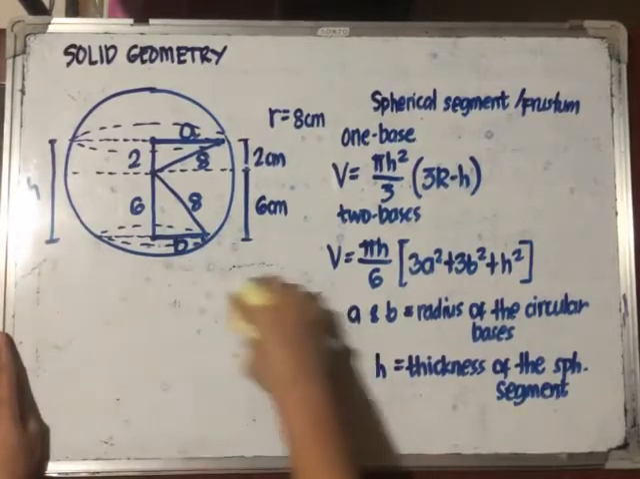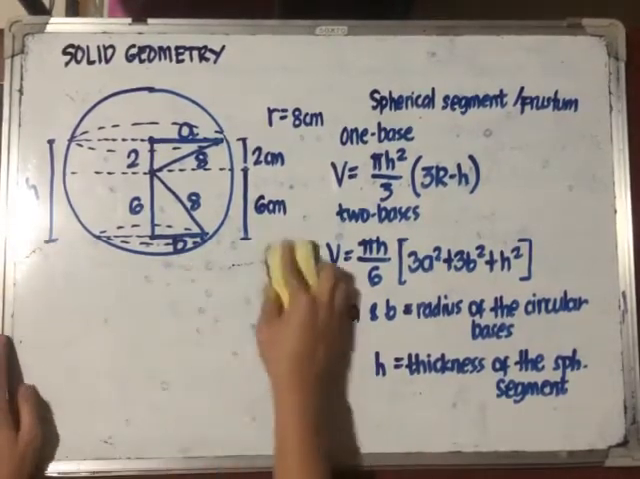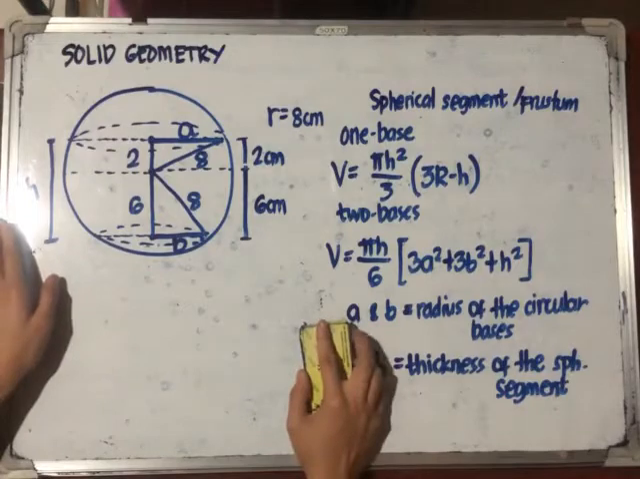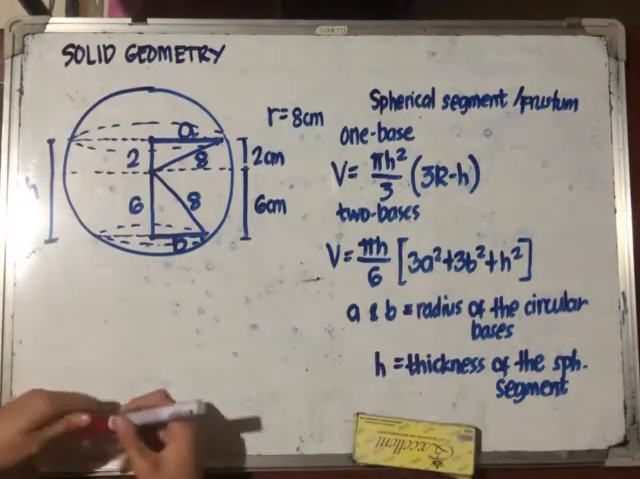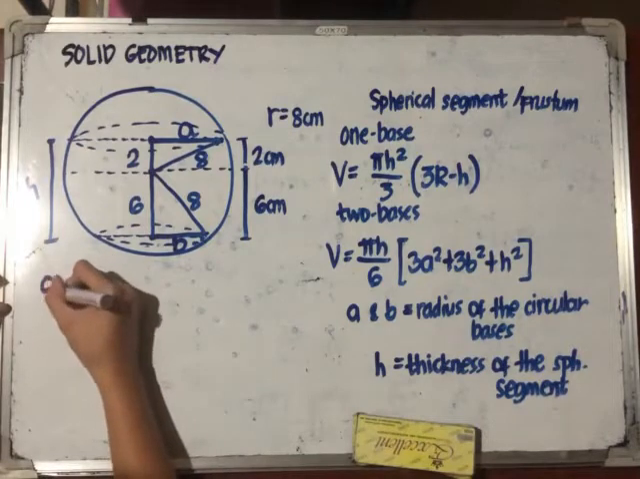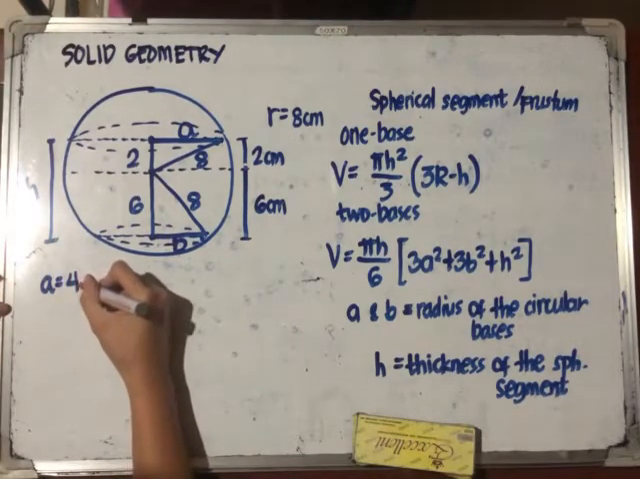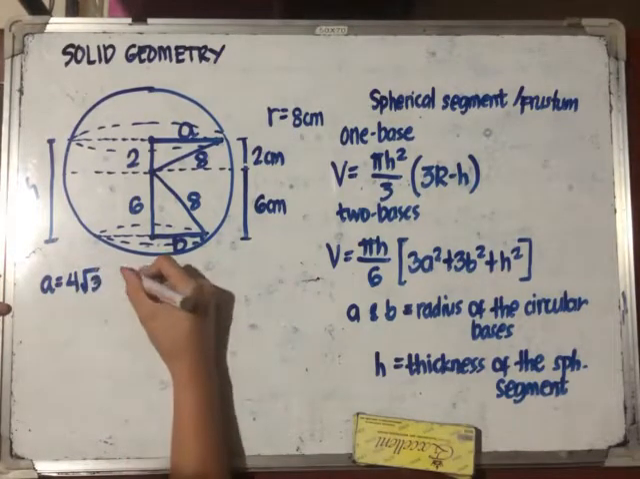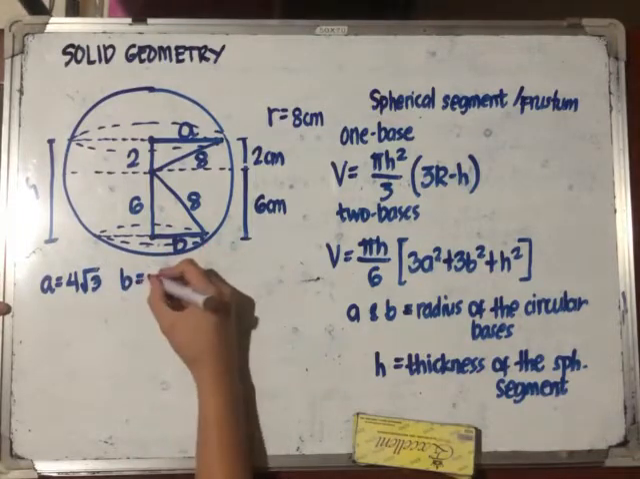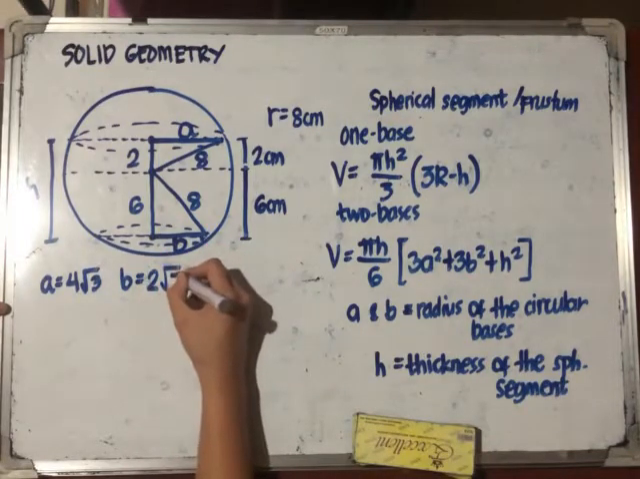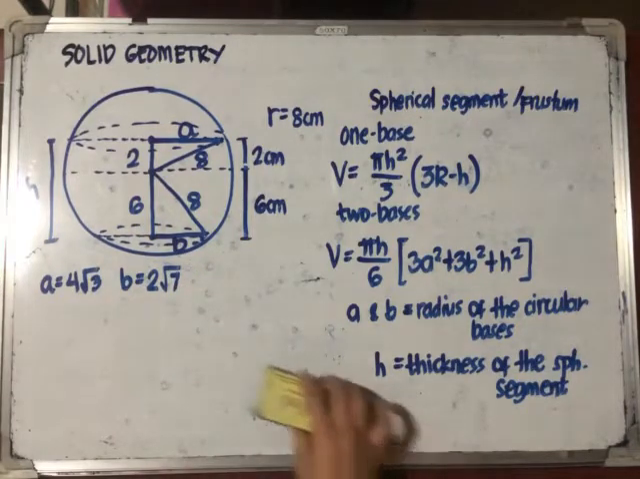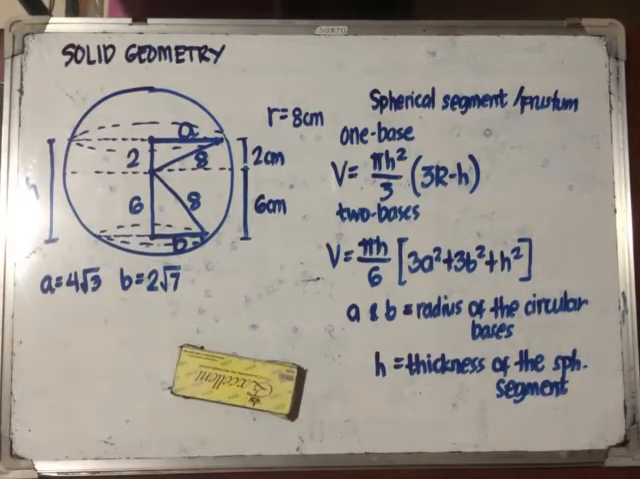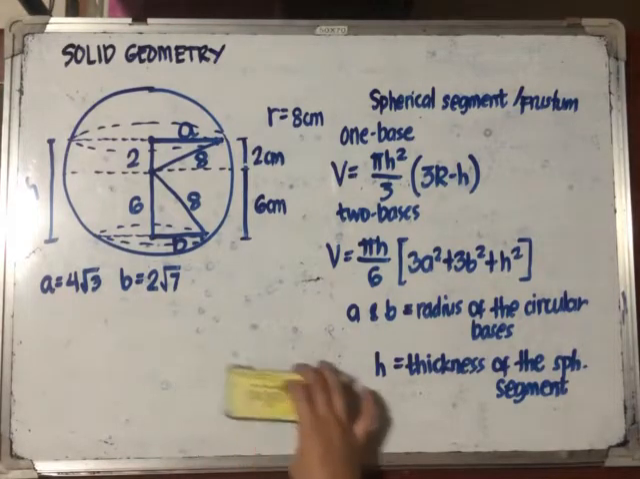This time, nasa same side sila. So we need to adjust our computation here. Teka lang ha, isulat ko pala yung value ng A natin. It was 4 square root of 3, if I remember it correctly. And B naman natin is 2 square root of 7 ba yun? Teka lang. Let me recall that for a while. 4 square root of 3 and 2 square root of 7.